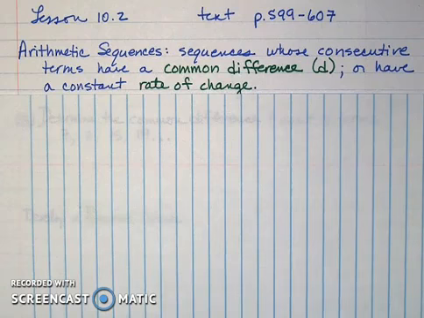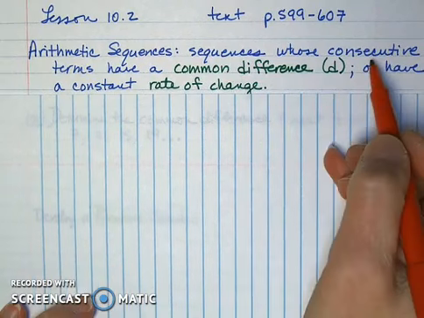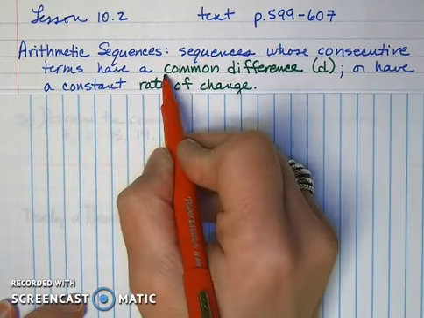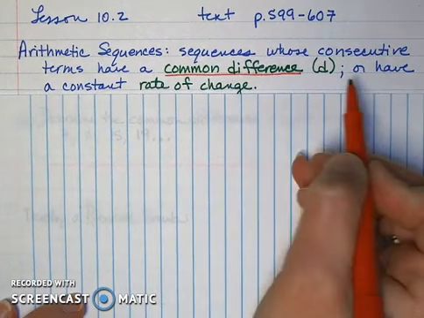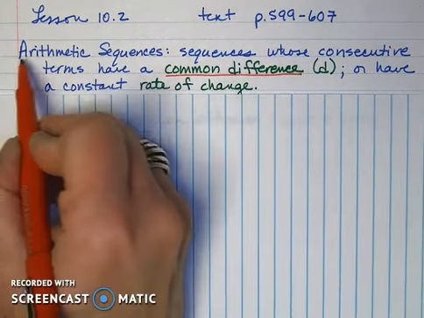And we basically have two kinds of sequences in this chapter, but this one is the first one we're going to deal with. And it is a sequence that has a common difference between each term. The consecutive terms have a common difference. And you can find that, and we refer to that as D. I know that's very original.